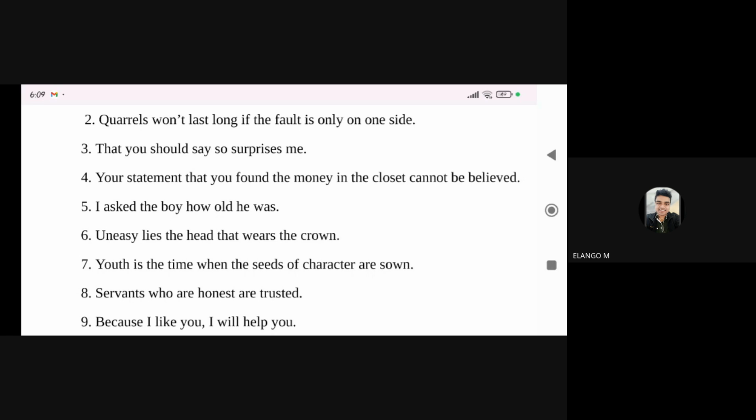That you found the money in the closet is your subordinate clause, right? Cannot be believed. But is it adverbial? It's not, because it is not giving information about the verb. So what is that you found the money in the closet referring to? What is it referring to? Your statement, right?